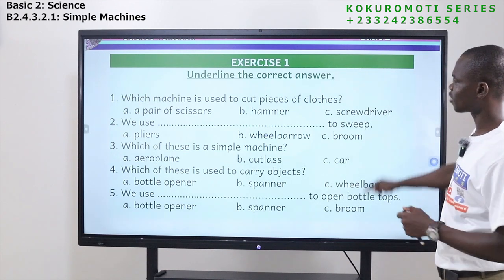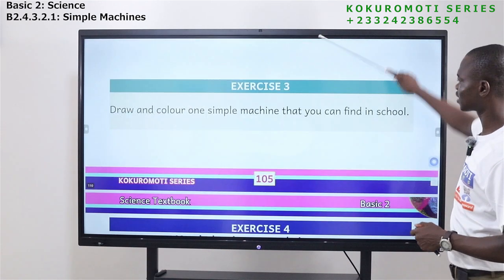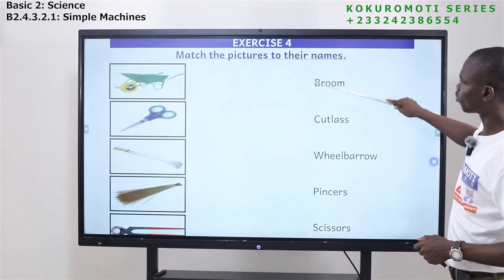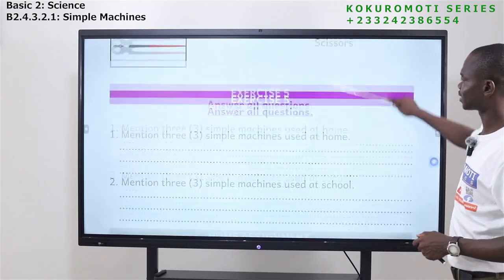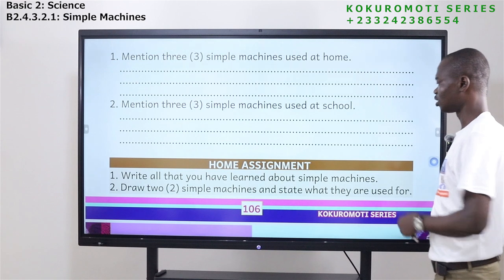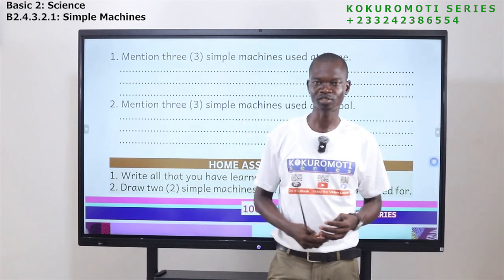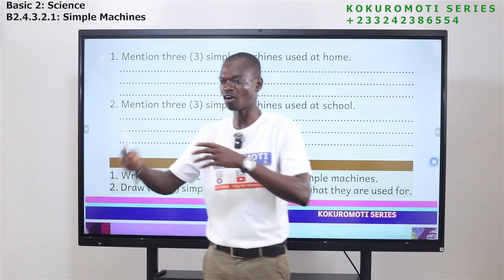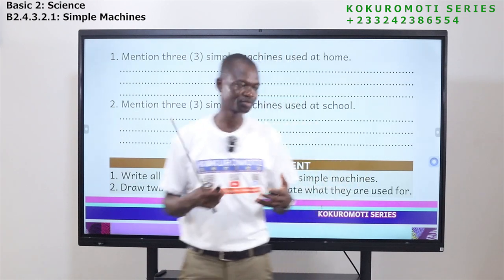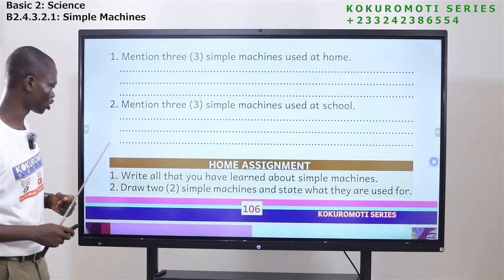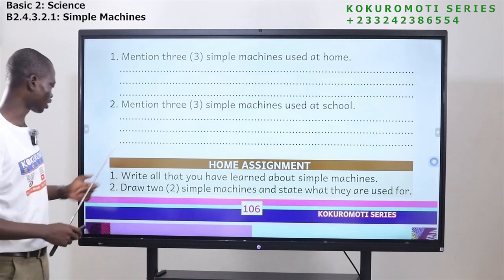We have exercise 1, 5 questions, exercise 2, 5 questions, exercise 3, exercise 4, and then exercise 5, home assignments. We make sure we give you a lot of exercises so that you can try your hands on it, and they are all different. Mostly our home assignments are application-based questions. So let's look at one.